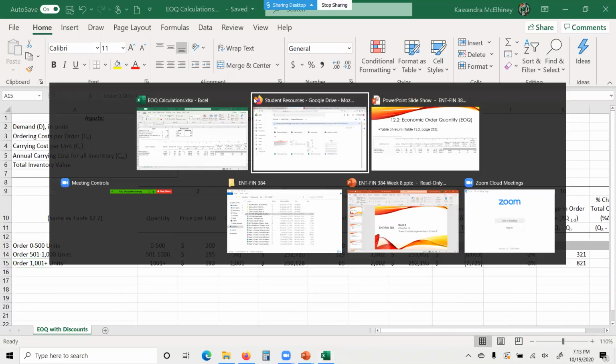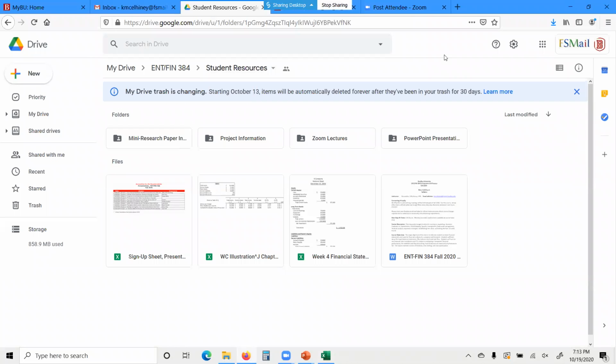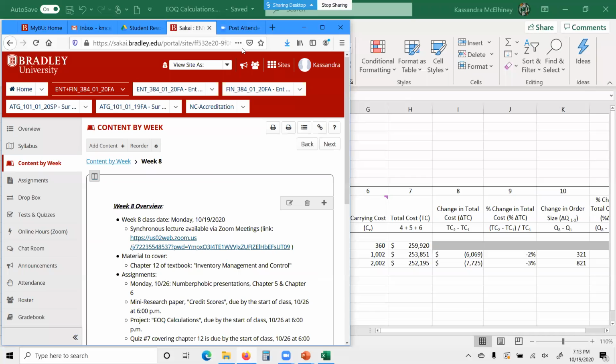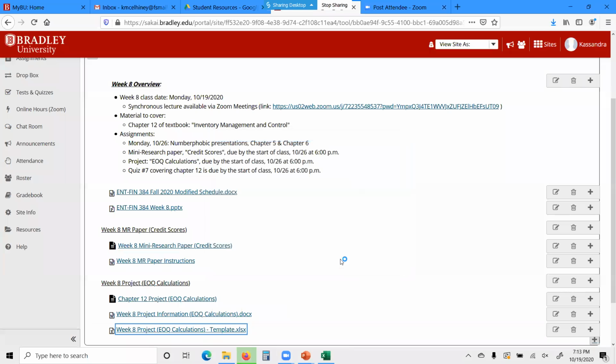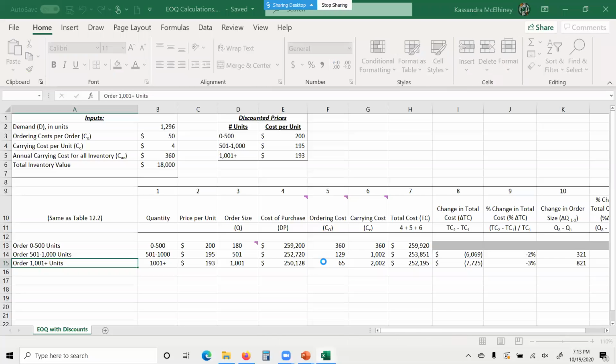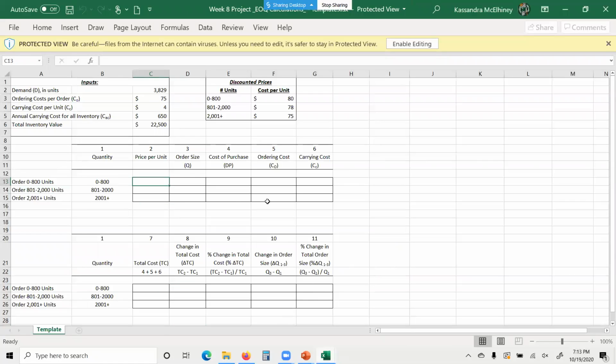And I did put on our Sakai site, my tabs get kind of jumbled, I did put a template up there that just has the bare bones and shows the calculations, but basically the Excel version of what I printed in the instructions for the economic order quantity problem. I just printed that.